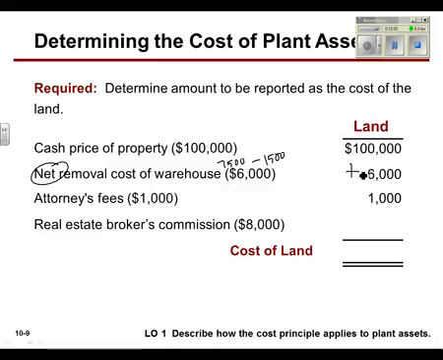Gosh, got my pluses and minuses mixed up. We had to pay an attorney to make this all legal, and we had to pay the realtor to help shuffle the buyer and seller around. The land actually cost $115,000.